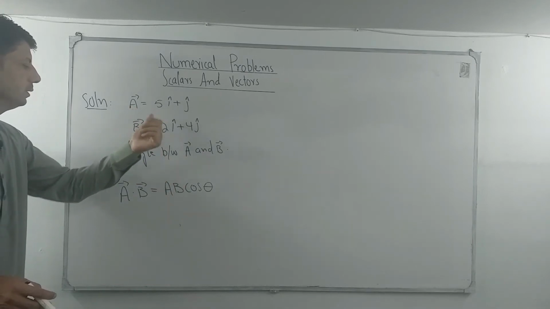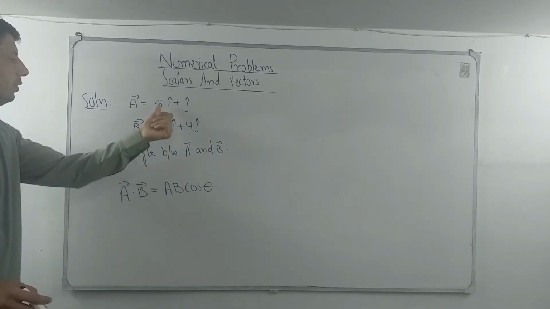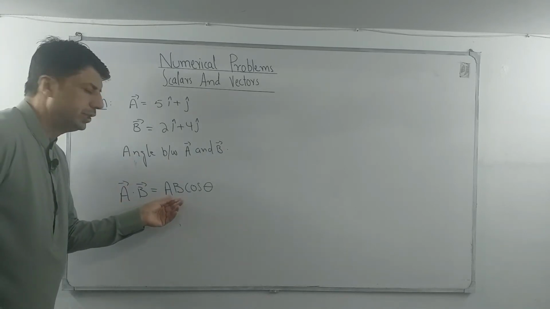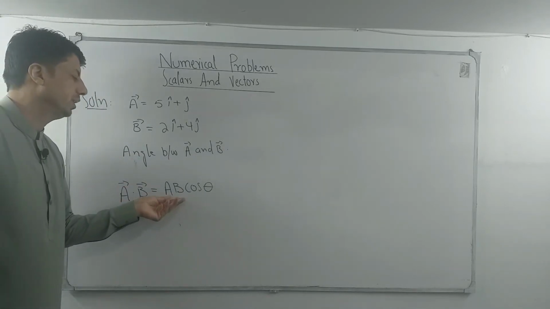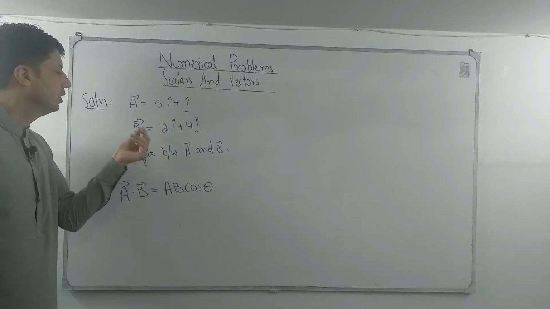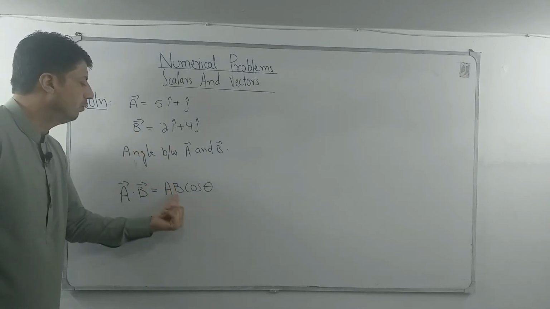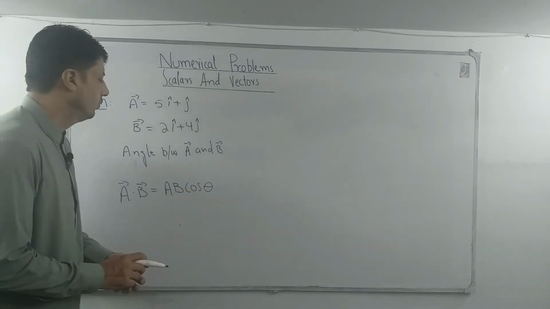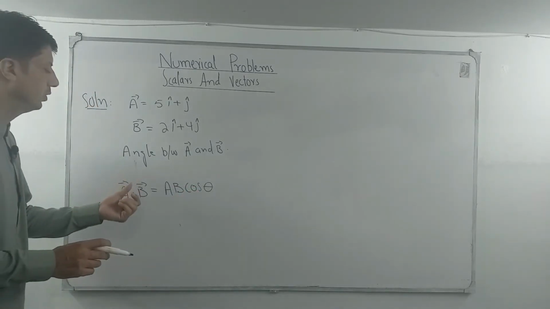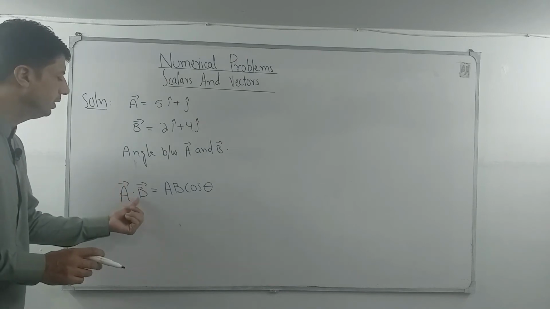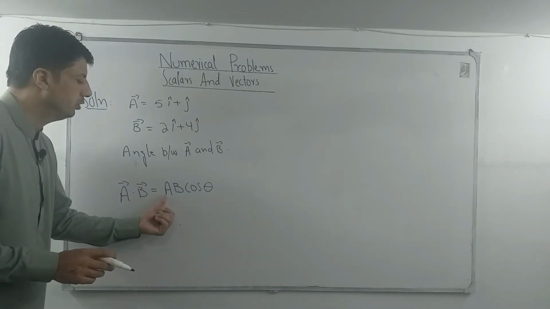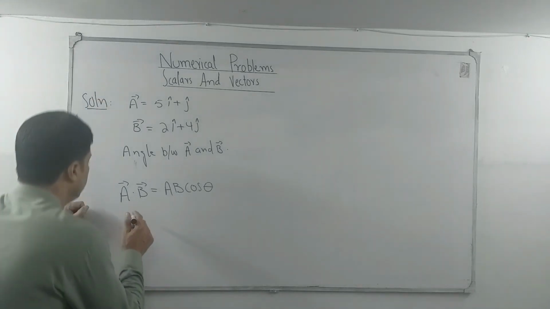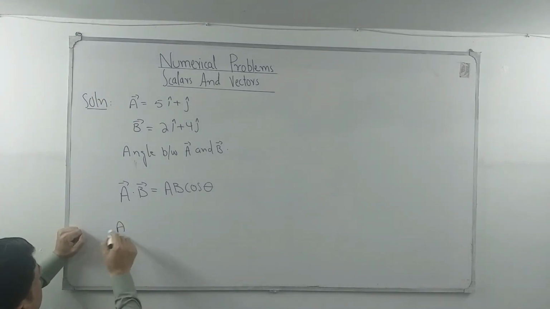So vector A has been given here. We have the value for vector A, we have the value for vector B, and we need to find out the magnitude of A, which we will need in this formula. We also need the magnitude of vector B, and then we can easily find out the value of theta. The data for A and B has been given here, but the magnitude of A and the magnitude of B are not available. So first of all, we need to find out the magnitude of vector A.